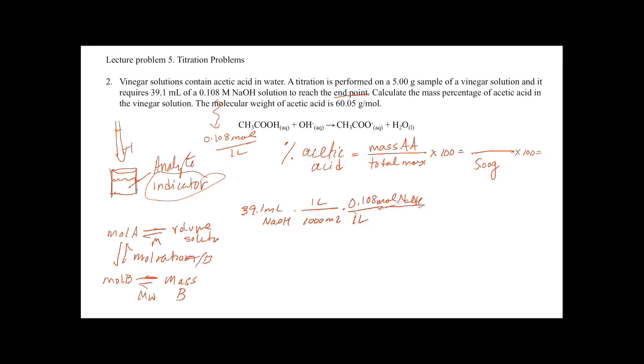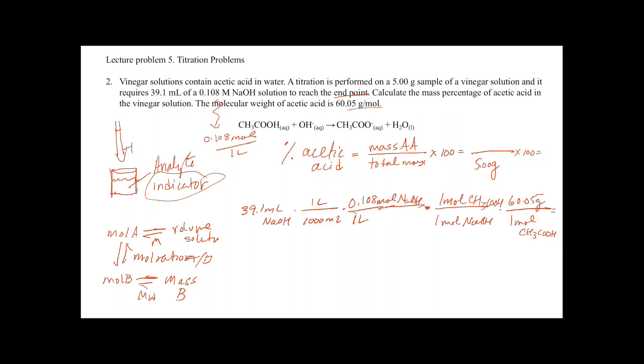Now we're going to do some stoichiometry. It says that we need this 39.1 mL of the 0.108 molar solution to reach the endpoint. So at the endpoint, we know that for every 1 mole of NaOH, we get 1 mole of the acetic acid, which is CH3COOH. And for our final step, we're going to go to a mass. So we need to say for every 1 mole of CH3COOH, we have 60.05 grams. And that's coming from the molecular weight, which is right there.